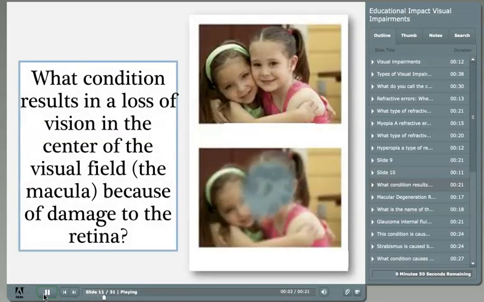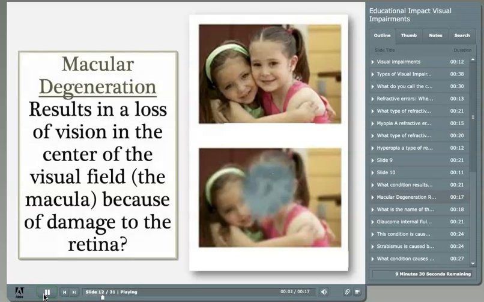This condition results in a loss of vision in the center of the visual field because of damage to the retina. The answer is macular degeneration. The macula is the inner part of the retina, and damage to the macula results in a loss of vision in the center of the visual field.